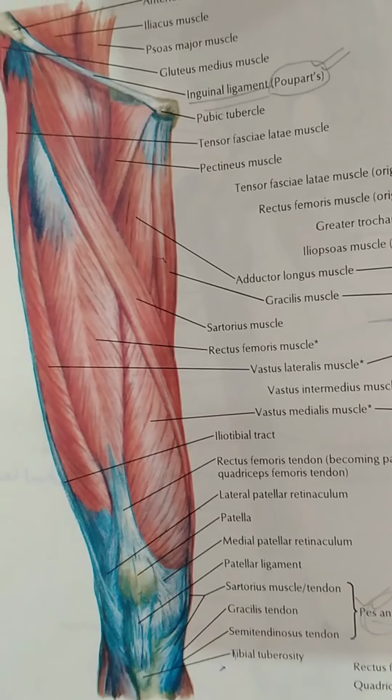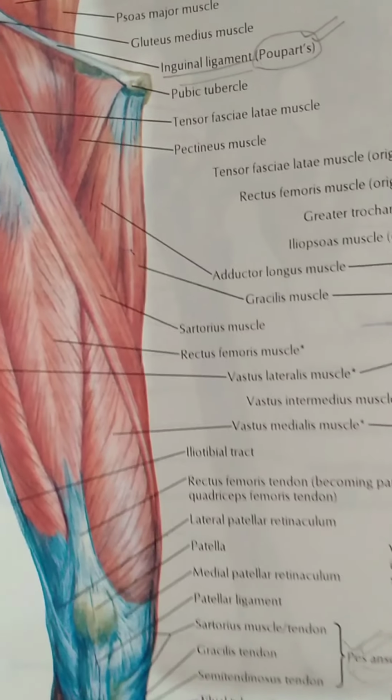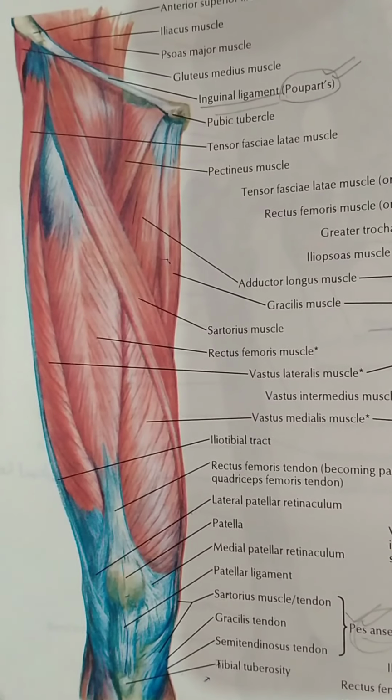Now our muscles introduction is all completed. Now we'll move onward to the figure. Here is the figure of the anterior thigh muscles. We'll move on one by one, and in the next video we'll also draw its figure.